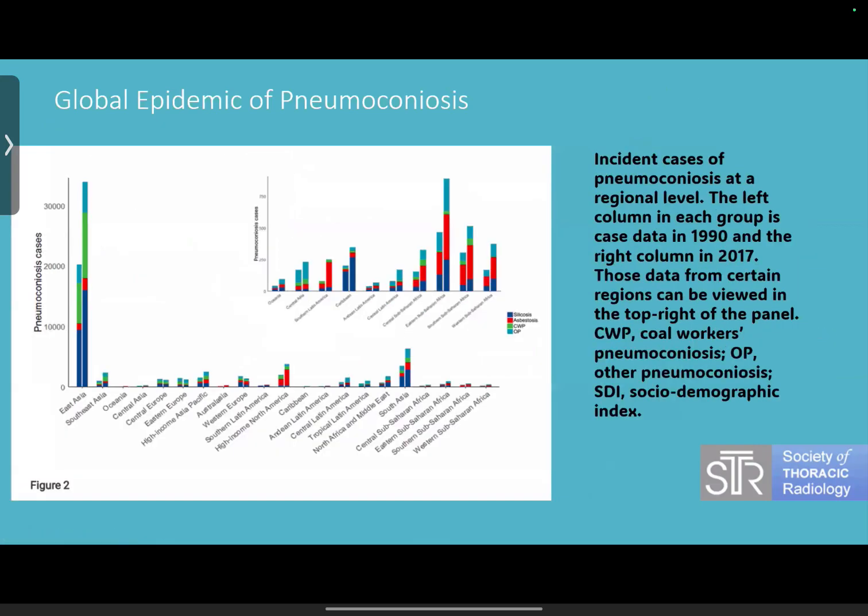And this is just another chart demonstrating the incident cases of pneumoconiosis at the regional level. East Asia and Southeast Asia have also increased, and the other areas throughout the world have not increased as much. The left column in each group is case data from 1990, and the right column is data from 2017. So you can see that there is a little bit of increase, obviously, in 2017 as opposed to 1990.